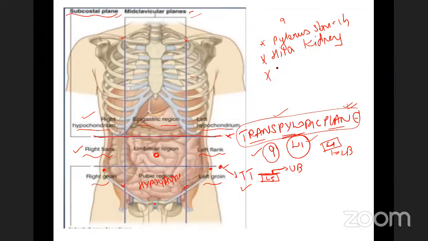Then you will have the fundus of the gallbladder, and then the superior mesenteric artery. So this is again an MCQ question. We will see the next slide.